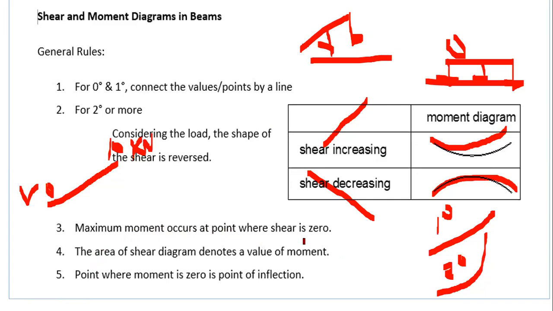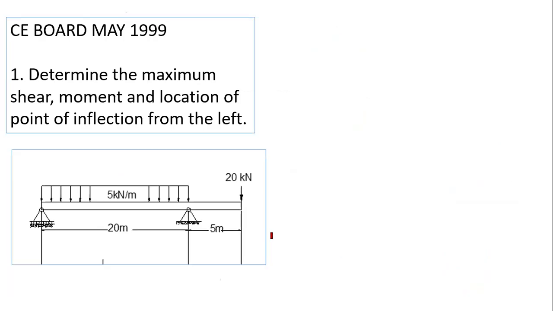Maximum moment occurs where shear is zero. When the shear is zero, you can find the maximum moment. What else? The area of the shear diagram denotes the value of moment, meaning if you calculate the area of the shear diagram, that becomes the value of your moment. The point where your moment is zero is the point of inflection. It will be easier for you to understand later once we have this example.